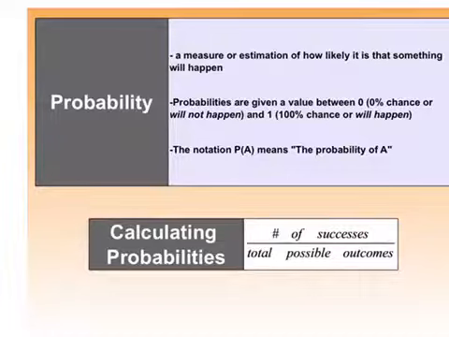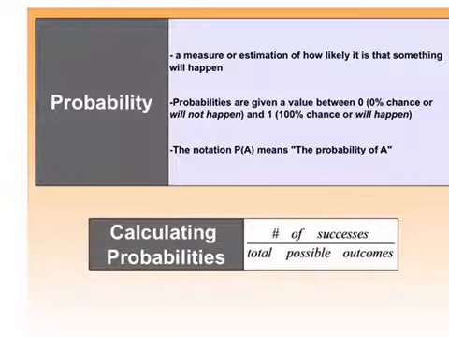When I am looking for a probability, I am looking for a measure or an estimation of how likely something is going to happen. So how likely is it that if I flip a coin, I'm going to get a heads? Probabilities are going to be given to us as a value between 0 and 1. 0 means that there is no chance that it's going to happen at all. The closer that number gets to 1, the more and more probable it will happen. So close to 1, it's more of a 100% chance that it's going to happen.